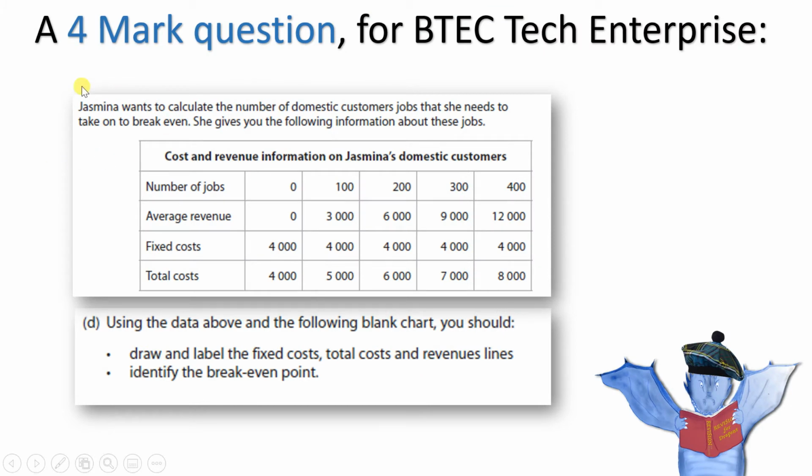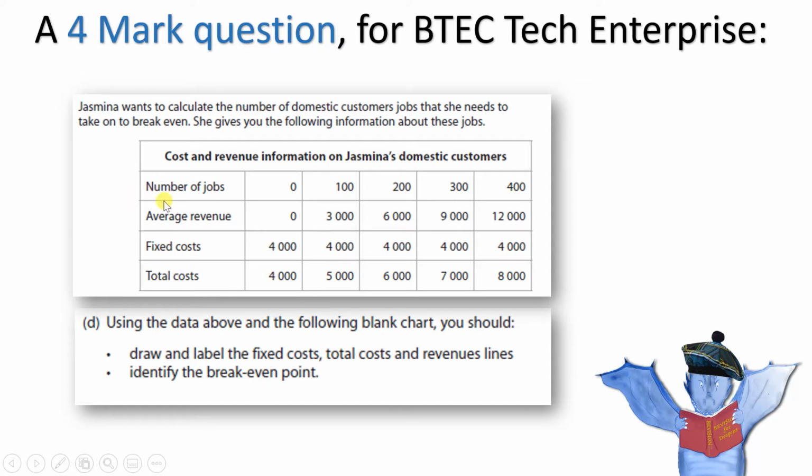Your question. Jasmina wants to calculate the number of domestic customer jobs that she needs to take on to break even. She gives you the following information about these jobs. Cost and revenue information on Jasmina's domestic customers are in this table.